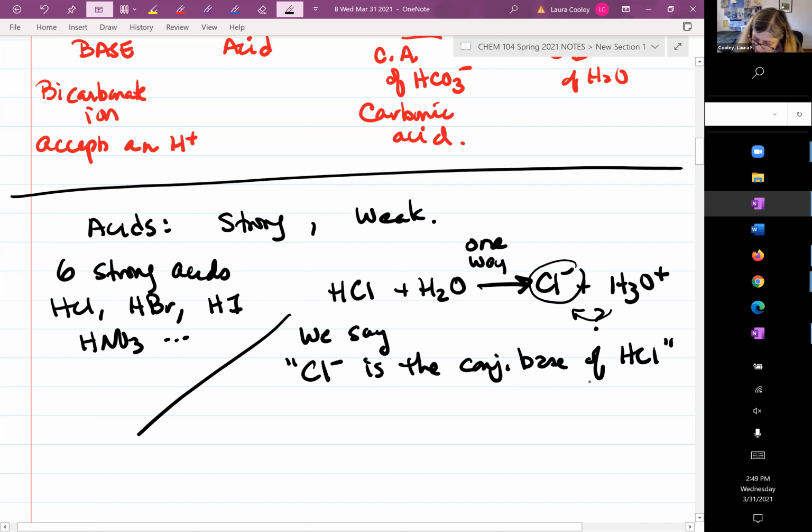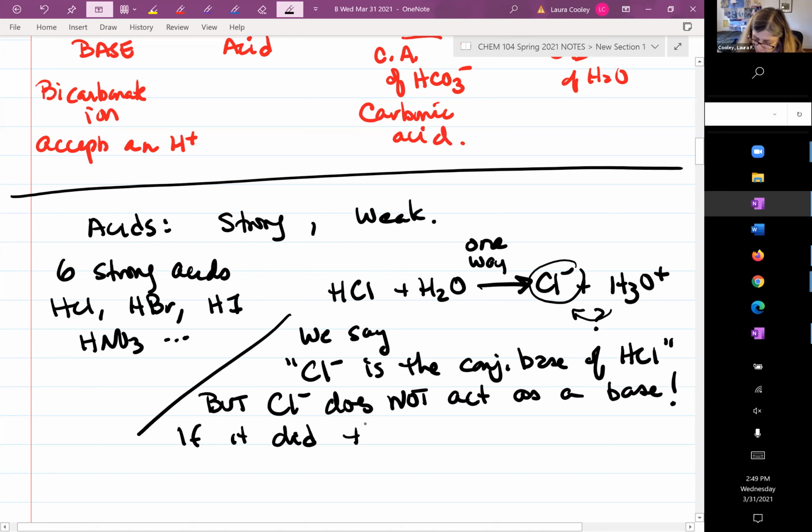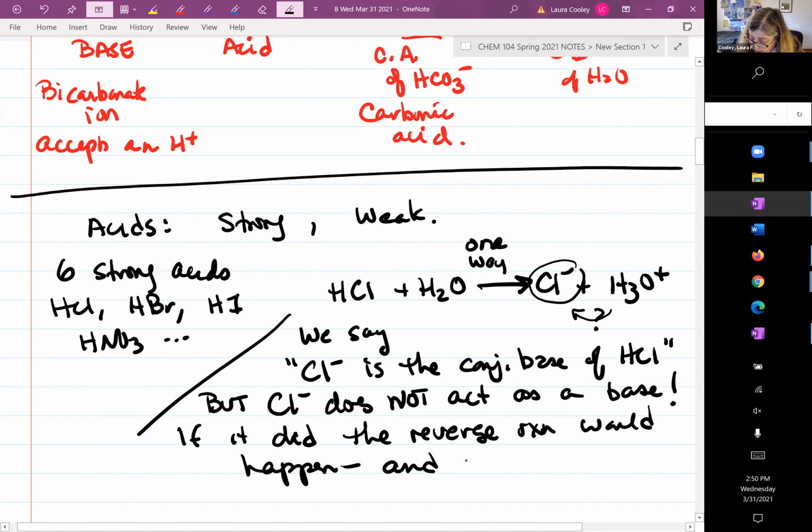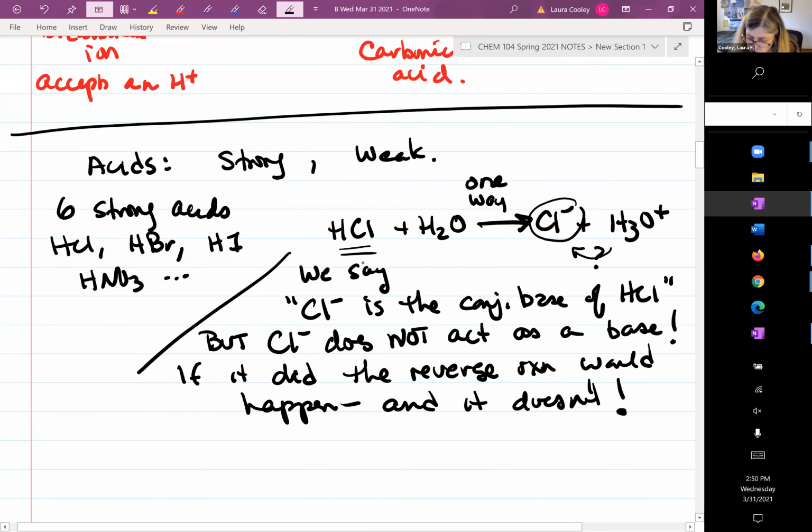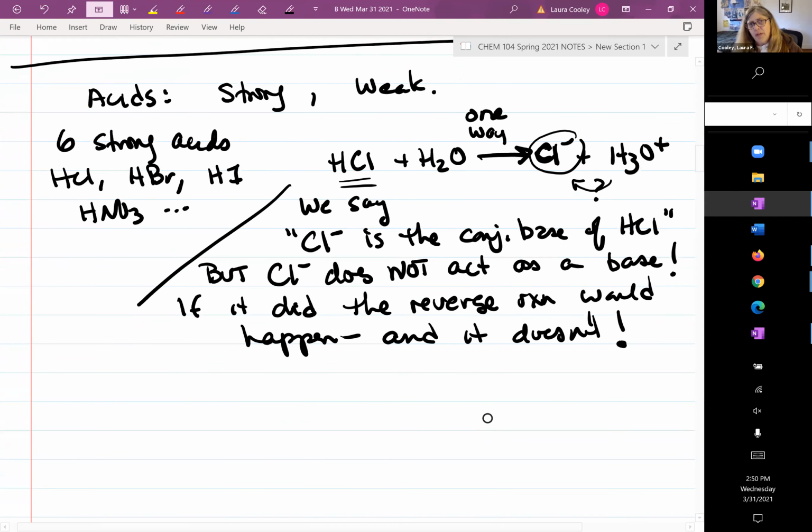So I'm going to write here, we say Cl minus is the conjugate base of HCl, but chloride does not act as a base. If it did, the reverse reaction would happen. And it doesn't. So the fact that HCl is a strong acid means that its conjugate base is really not able to accept a proton. So when you have a strong acid, you have a weak conjugate base.